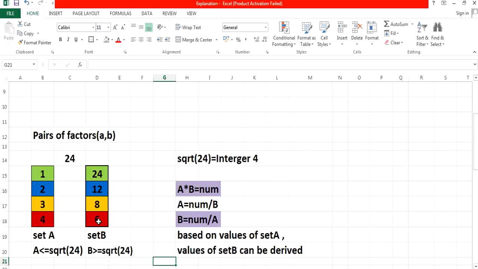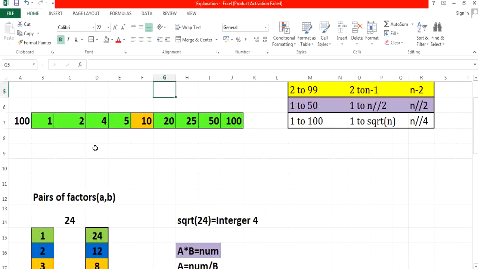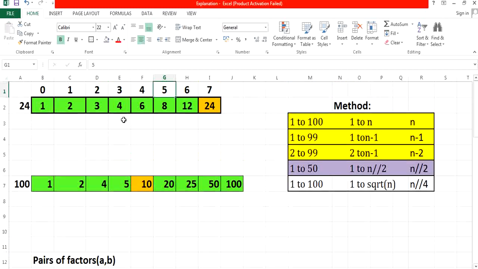So what I am going to do is, if I know the factors till the square root of the given number, I mean for 24, if I know the factors till 4, I am able to find the remaining factors of 24. The same way for 100, if I know the factors till 10, it is more than enough for me to find the remaining factors. We will see it.